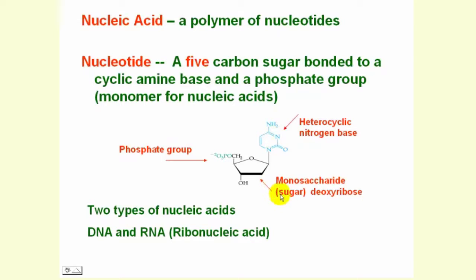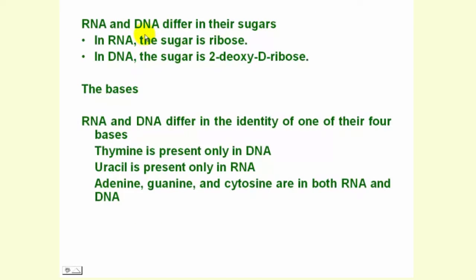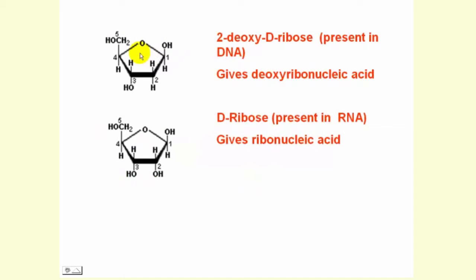So there are two types of nucleic acids. We have DNA and RNA, also known as ribonucleic acid. RNA and DNA differ in the sugars. In RNA, the sugar is ribose. In DNA, the sugar is 2-deoxy-D-ribose. Let me see if I have that here. Here are the two sugars.